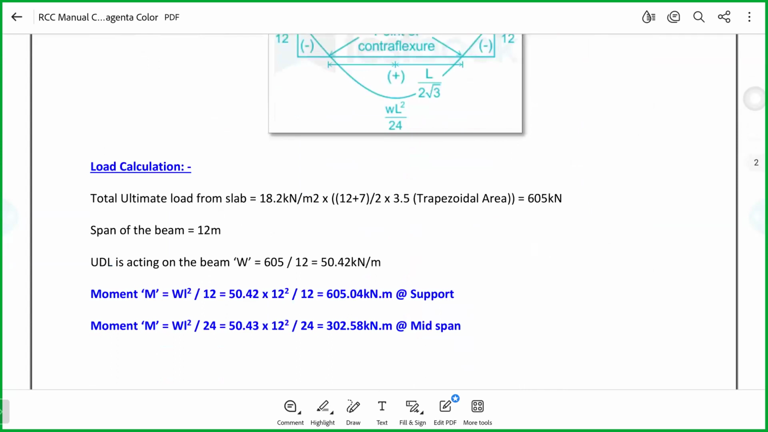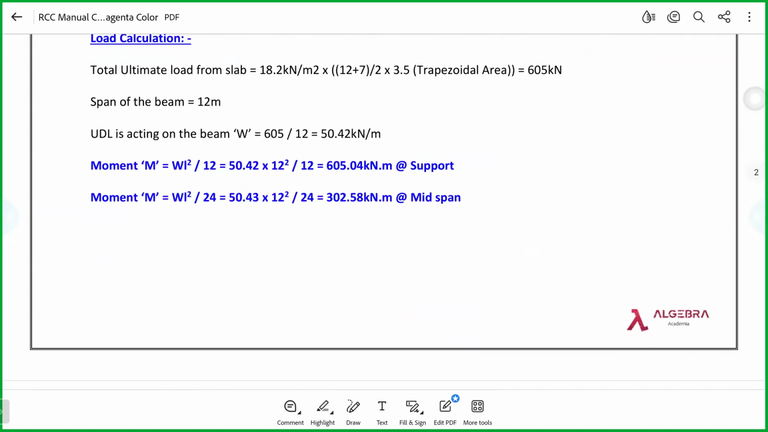So A plus B by 2 into H, which is 3.5. Then if you multiply, you will get the load in kilonewton. But in the beam, you are going to apply the load as UDL, kilonewton per meter. To convert into UDL, what is the span of the beam you are going to design? 12 meters. So if you divide by 12 meters, you will get 50.42 kilonewton per meter. That is the UDL.